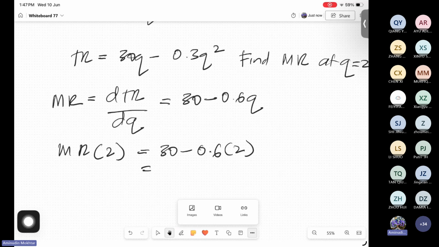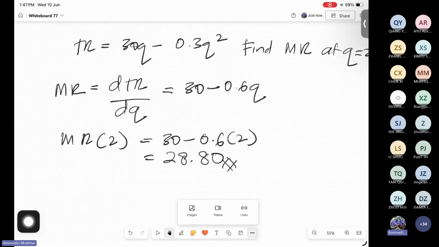If you refer to the slide, 30 minus 1.2 is equal to 28.8. This is the value of MR.